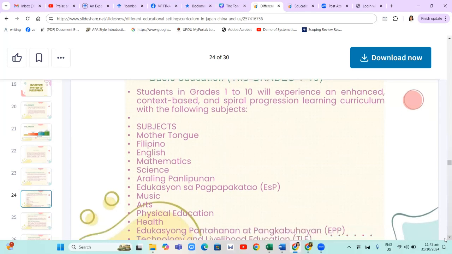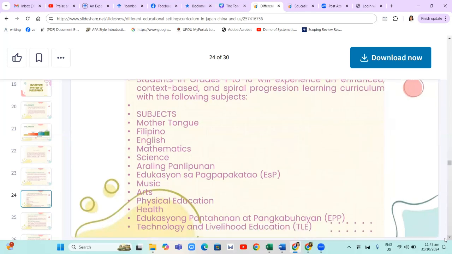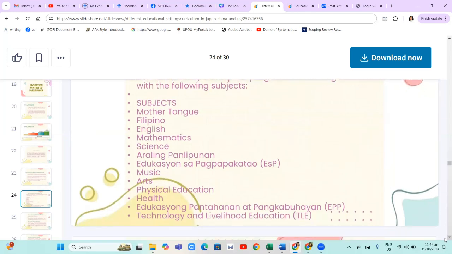Students in grades 1 to 10 will experience the enhanced, context-based, and spiral progression learning curriculum with the following subjects: Mother tongue, Filipino, English, Mathematics, Science, Araling Panlipunan, Edukasyon sa Pagpapakatao or ESP, Music, Arts, Physical Education, Health, Edukasyong Pantahan at Pangkabuhayan or EPP, now known as Technology and Livelihood Education or TLE.